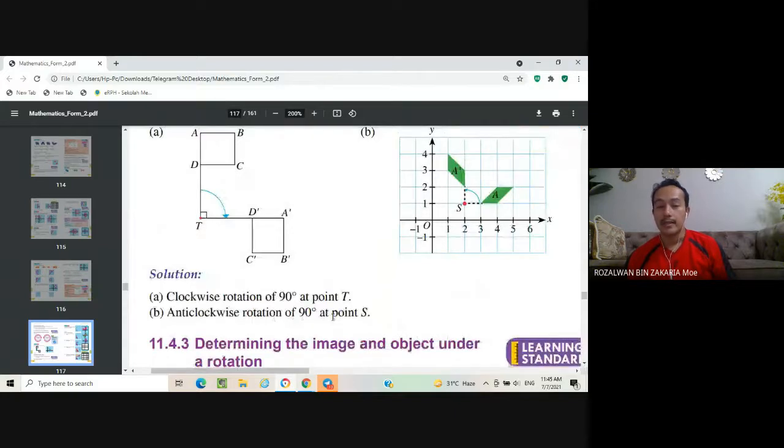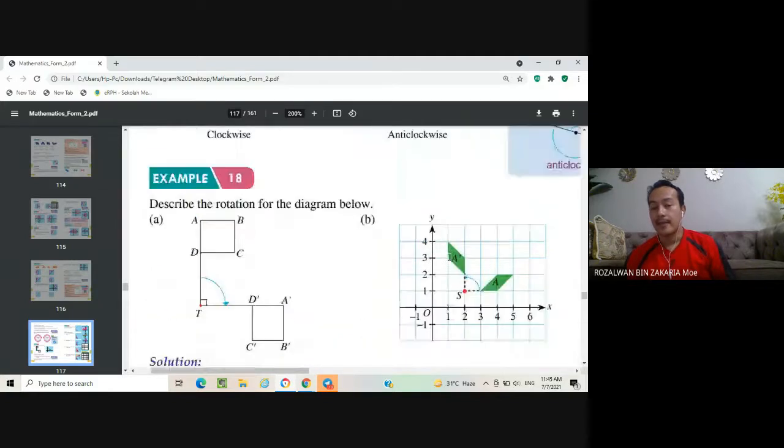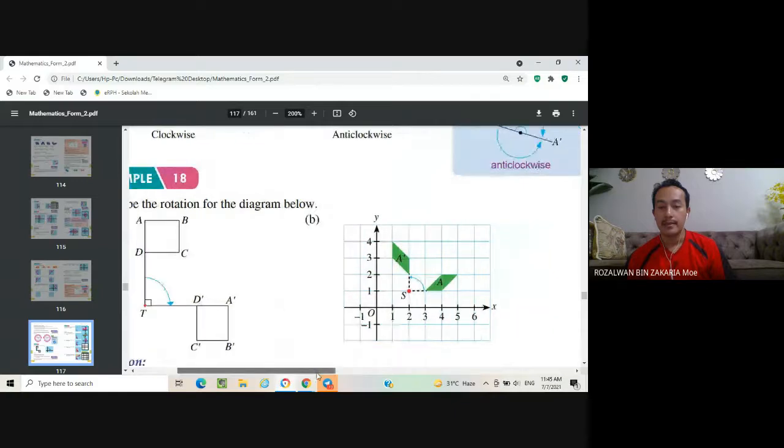So that's how to describe the rotation. You must include three points there: the center of the rotation, the direction of the rotation, and also the angle of the rotation.